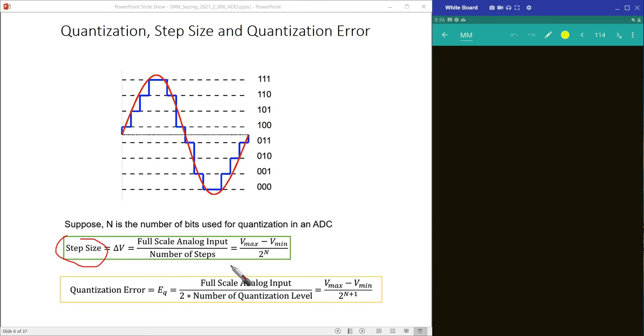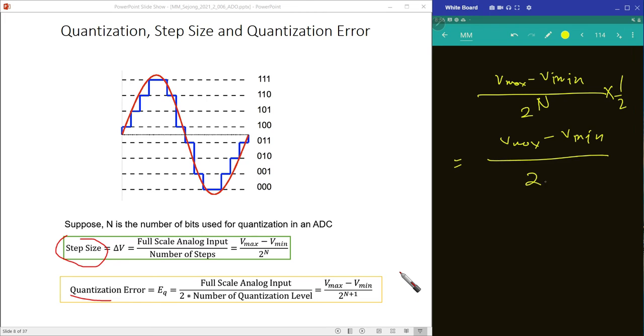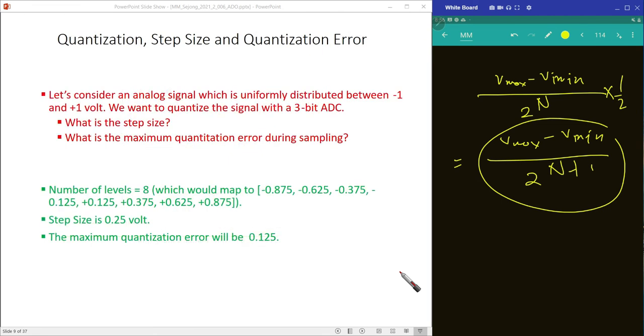And also, what is the quantization error? Quantization error will be 50% of the step size in the worst case. Or in other words, if we take Vmax minus Vmin, that means the range, and then you divide it by the number of steps, and then you take half of that, that means Vmax minus Vmin divided by 2 to the power n plus 1. So this is your possible quantization error. We already saw these things, but here I just explain again.